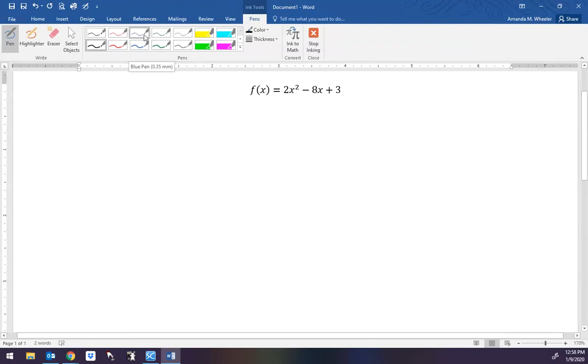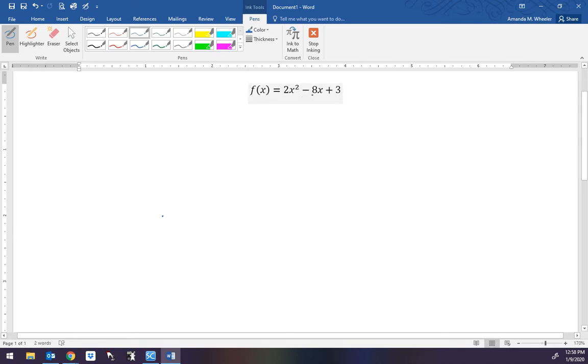Hello. In this video, we're going to look at converting a quadratic function from this general ax squared plus bx plus c form into what's called vertex form or HK form. That is the form that you would use to identify the vertex or to do transformations on a quadratic graph. And so this first example we have is f of x equals 2x squared minus 8x plus 3.